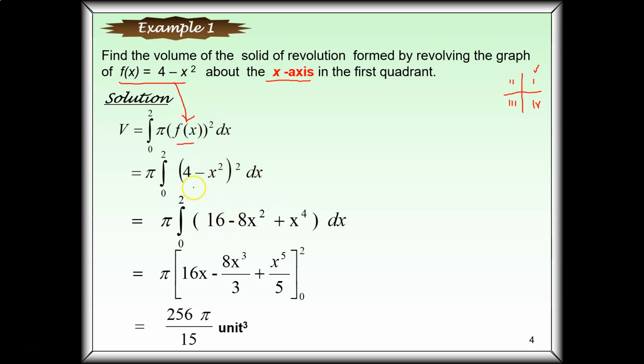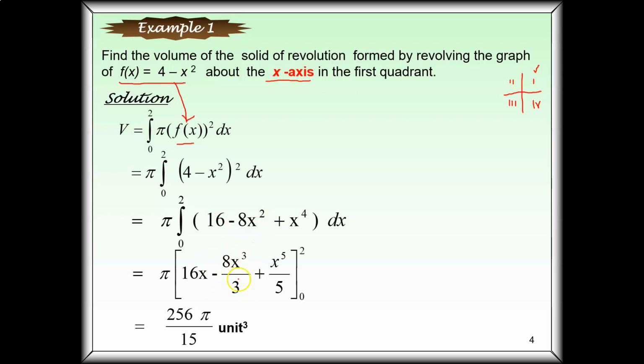So we can integrate this one. Before you integrate, you need to expand this quadratic first. Expand this one, so you will get 16 minus 8x squared plus x to the power of 4 dx. Then only you can integrate. The pi no need to touch, just put it at the front, and then you integrate 16, you get 16x. You integrate 8x squared, you get 8x cubed.